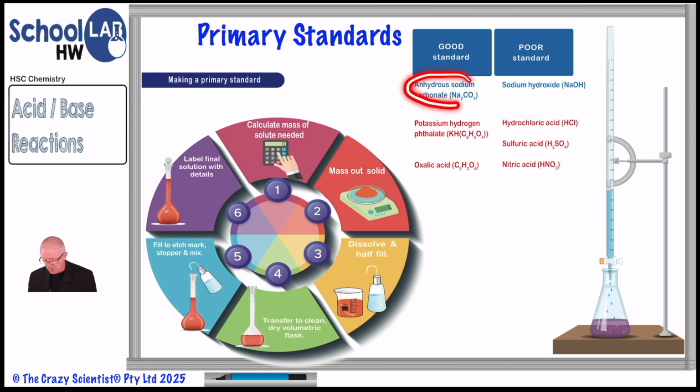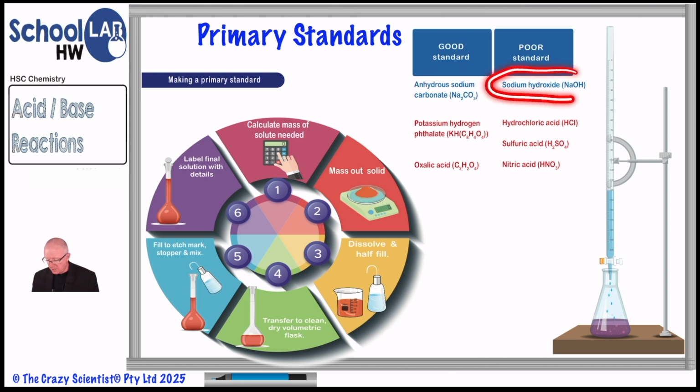So this is the primary standard that we use to standardize our HCl. Once we know the concentration of HCl, that becomes a secondary standard, and we use that to find out the concentration of our base. So that's why sometimes when you read questions, it'll say a standardized solution, right? It's already been calculated from a primary standard, okay?